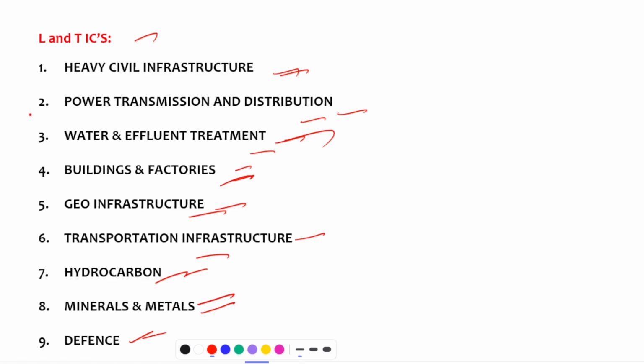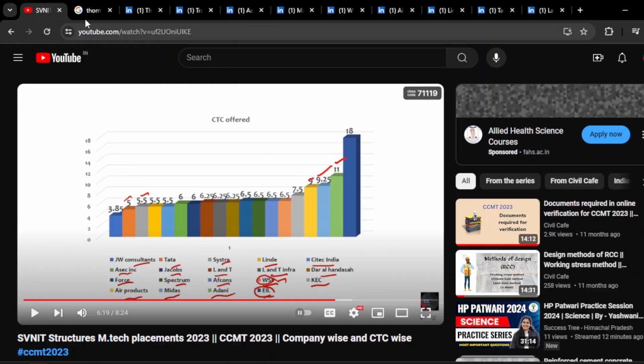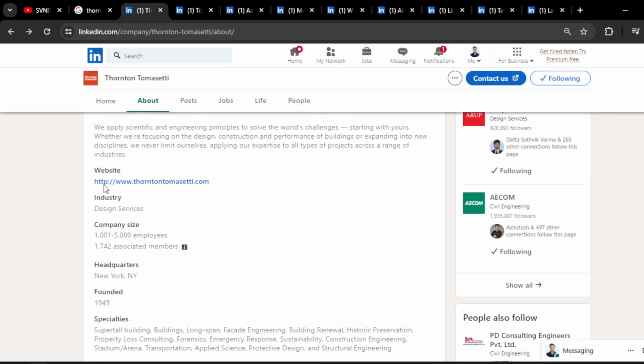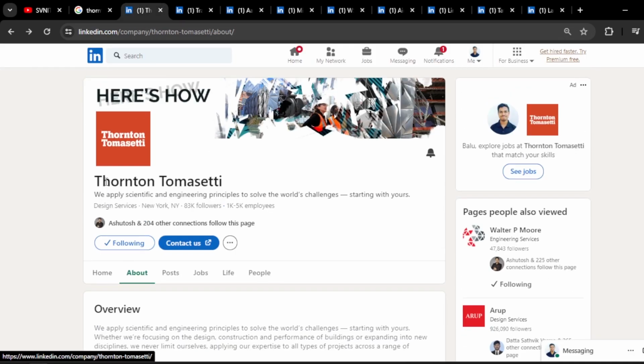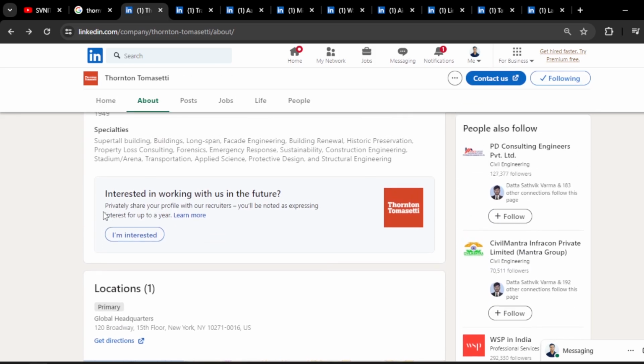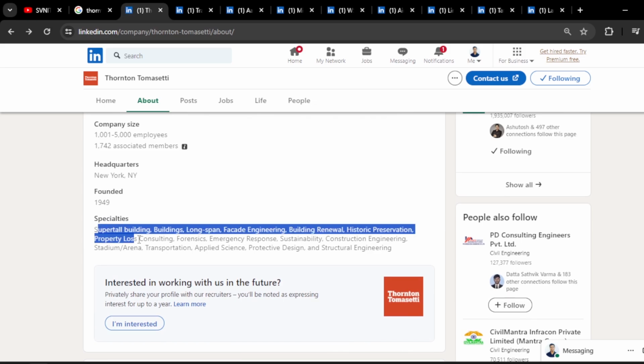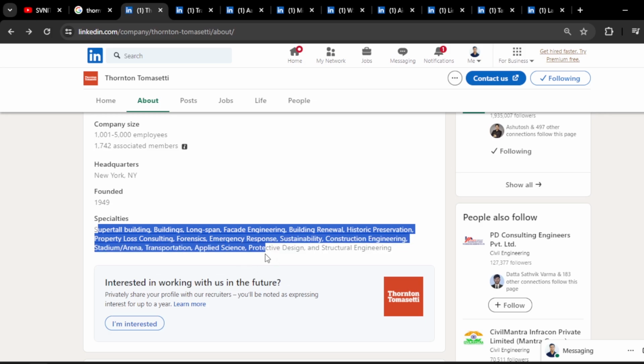Next, this is regarding L&T, and I am going to show a few details about the other companies also. Here you can see this is Thornton Tomasetti. On the LinkedIn page of Thornton Tomasetti, you can see the headquarters is in New York, and it was founded in 1949. Here you can see the specialties: tall buildings, long span, facade engineering, building renewal, retrofitting, all these things they are going to deal with, and construction engineering, forensics, emergency response. This is one of the foreign based companies, and the work culture is somewhat different from the Indian companies.